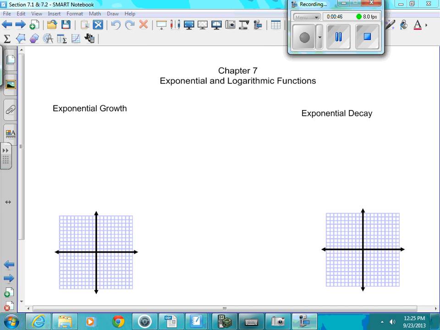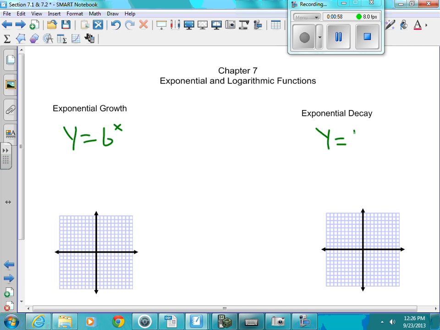Okay, so what are exponential growth and what are exponential decay models? The models look very similar. They're going to be able to form y equals b to the x for both growth and decay. And obviously we may have a value in front of b at times, but what is the main point of this? Well, if it's growth, your b value is greater than 1. If it's decay, your b value is between 0 and 1.